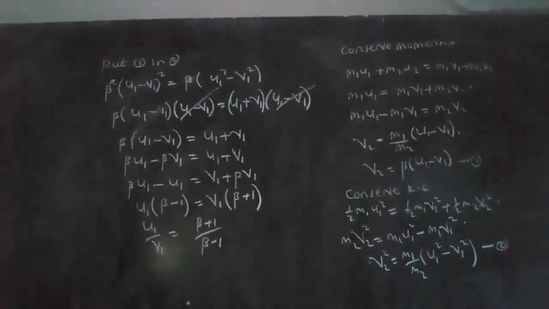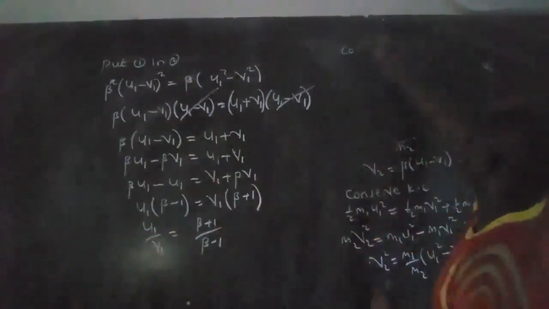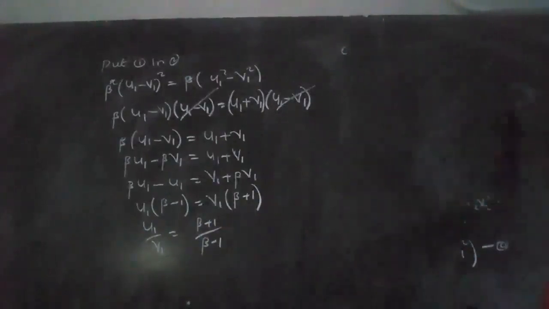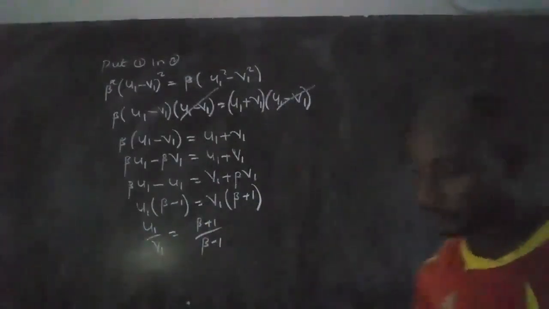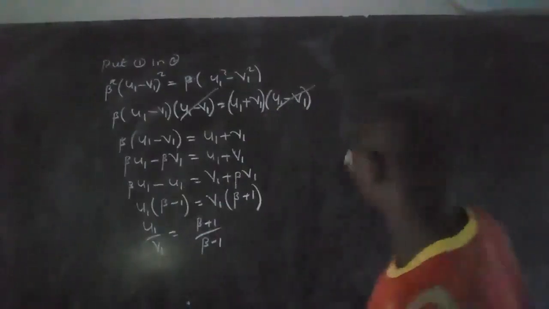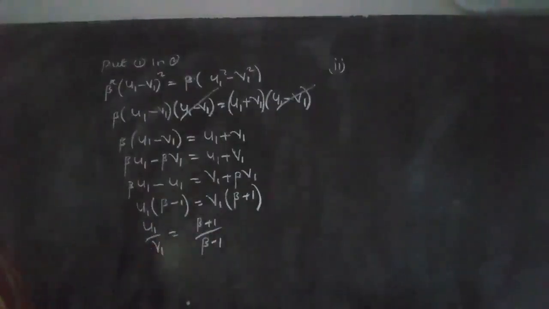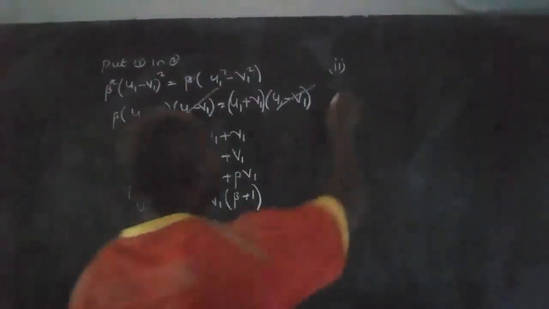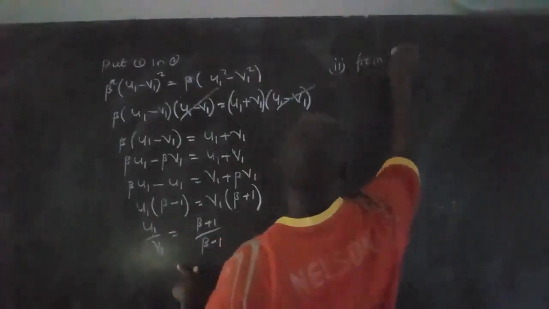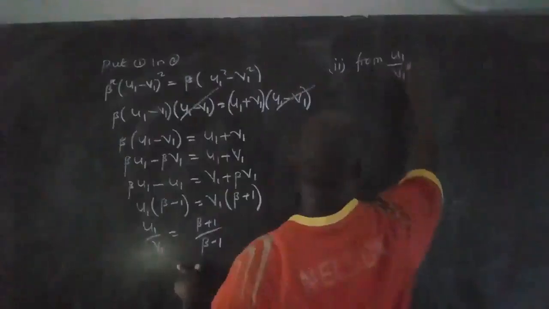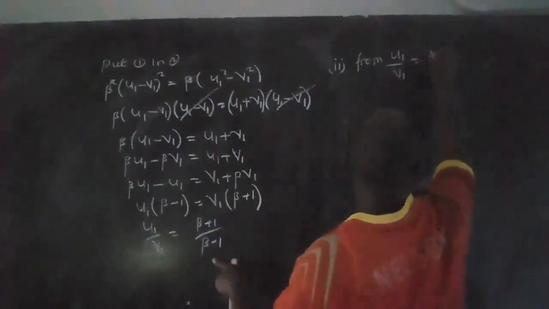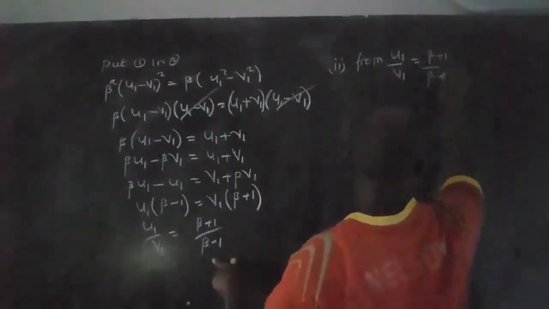So then the other one is saying, show that, go to part 2. This video I'm recording it is late evening. Part 2, we shall start from here. From u1 over v1, from this one. From u1 over v1 is equal to beta plus 1 over beta minus 1.